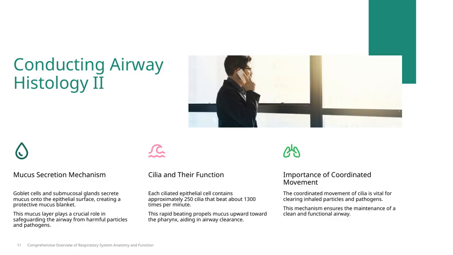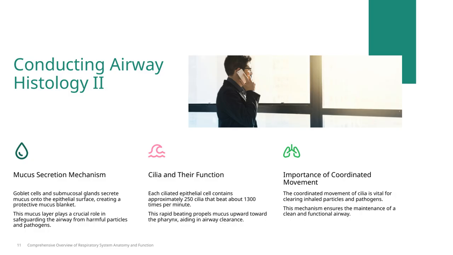Now, let's talk about the crucial role of cilia in our respiratory system. Each ciliated epithelial cell typically has around 250 tiny hair-like structures called cilia. These cilia beat very rapidly, approximately 1,300 times per minute, in a coordinated fashion. This rapid beating is essential because it propels mucus upwards toward the pharynx, helping us clear our airways of debris and pathogens.